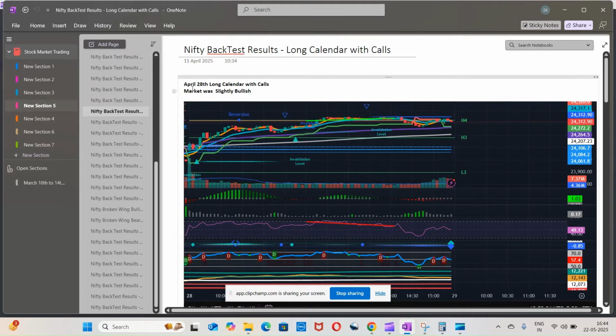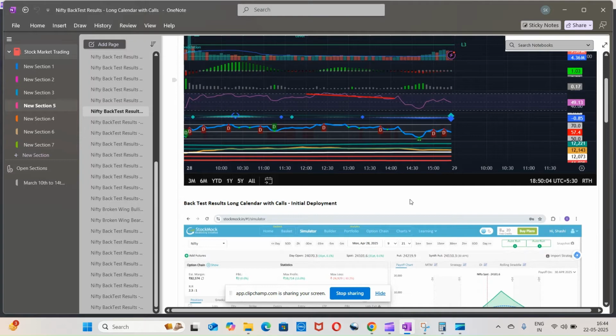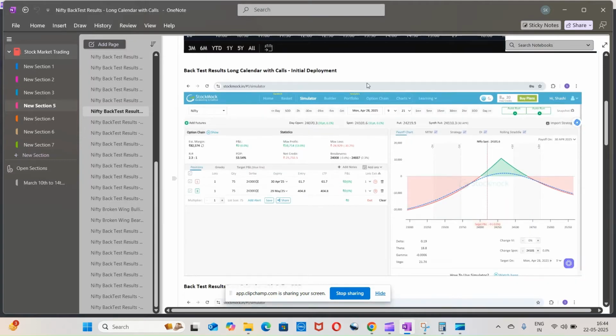Let's take the example of April 28th, where the market was slightly bullish on this particular day. The initial deployment cost for this strategy is 82,574, risk to reward is 2.3 to 1, and POP is 53.54. Max profit is 10,714, and max loss is 24,929. So the capital deployed is a little higher than the bull or bear call spreads, but less than even a short iron condor or iron fly, and very less compared to short strangle and straddle.